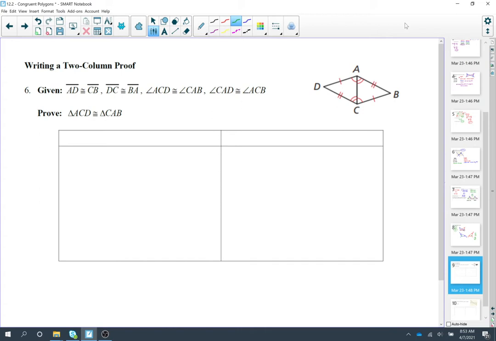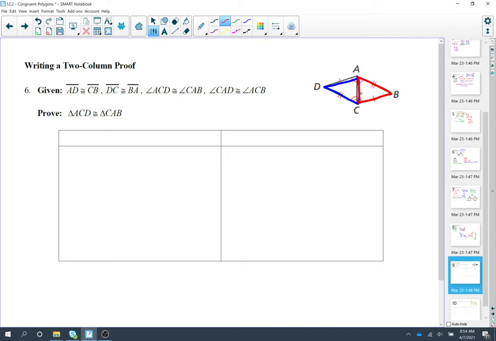And then we're given that angle ACD is congruent to angle CAB. They both have two tick marks. And angle CAD is congruent to angle ACB. They both have one tick mark. We have to prove that triangle ACD, so this one, is congruent to triangle CAB, so that one.